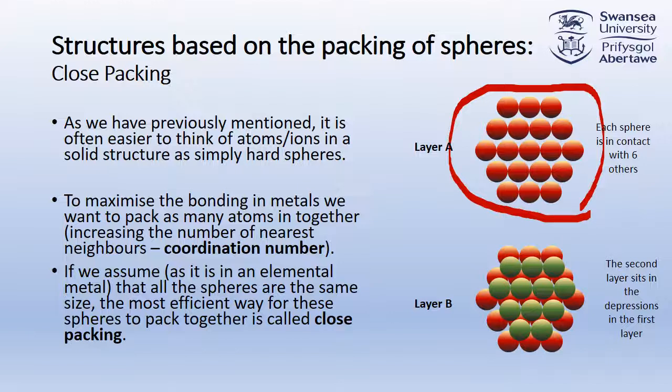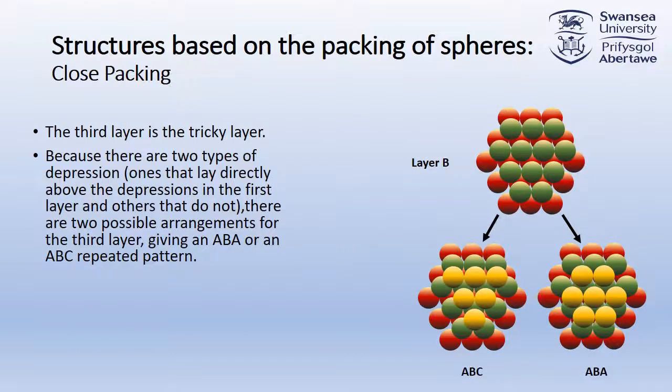Now, layer B, we're going to lay on our next layer of atoms or ions within the depressions of the layer below, and this is quite simple. This remains the same no matter how your packing structure is going to be later on. It's the third layer which causes the interest. Okay, so it's this third layer which can be laid down in 2 different ways, and the reason why is because there are 2 different types of depression.